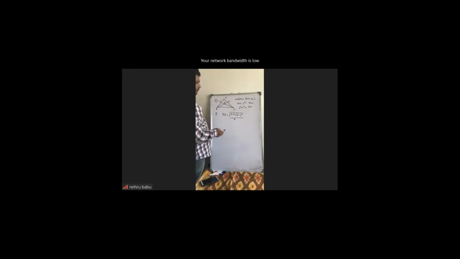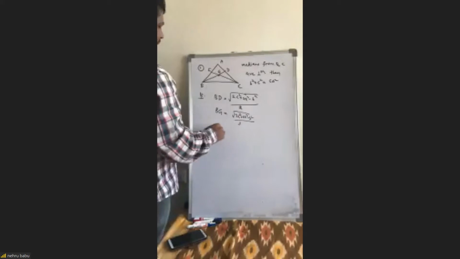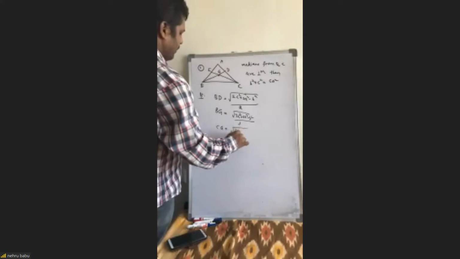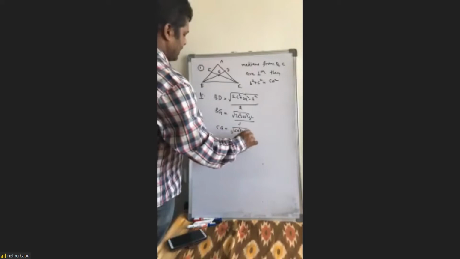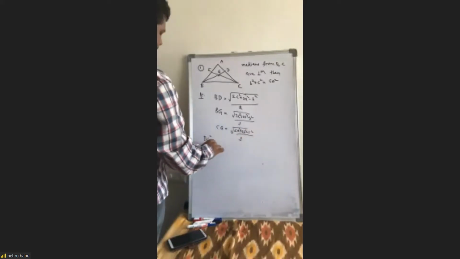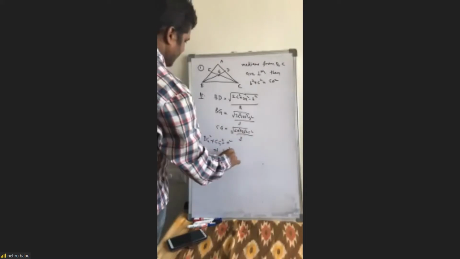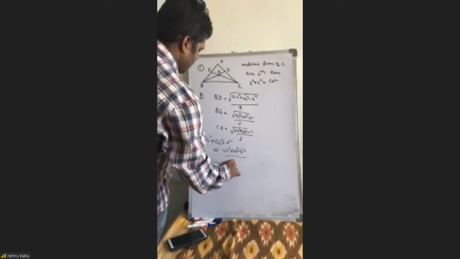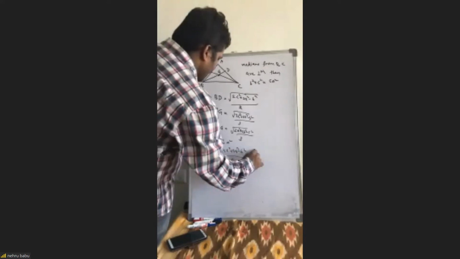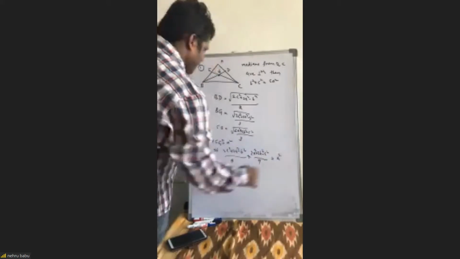So BG equal to what? 2/3 of this. So root of 2C square plus 2A square minus B square, by 3, will come. Similarly, CG is root of 2A square plus 2B square minus C square, by 3. We know BG square plus CG square equal to A square. So if you apply that result, (2C square plus 2A square minus B square) by 9 plus (2A square plus 2B square minus C square) by 9 equal to A square.